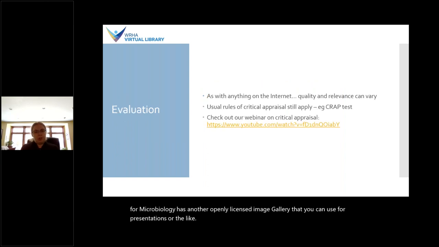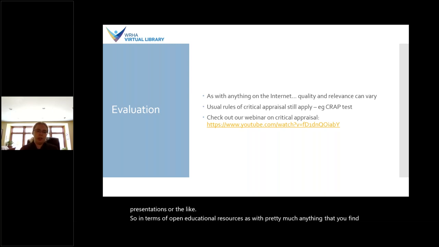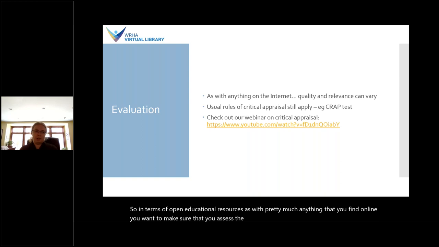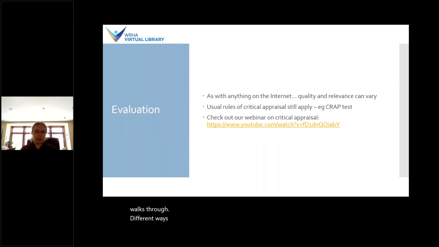So in terms of open educational resources, as with pretty much anything that you find online, you want to make sure that you assess the quality and the relevance of the item to your particular area of need. So the usual rules of critical appraisal still apply. For example, you might want to assess the content, the relevancy, the accuracy, and any bias that might be present in a particular resource before you put it to use. We have a full webinar on critical appraisal that is available on our YouTube channel. I would definitely recommend you check that out if you haven't seen it previously, because it walks through different ways of appraising online resources and assessing how appropriate they are to your needs.